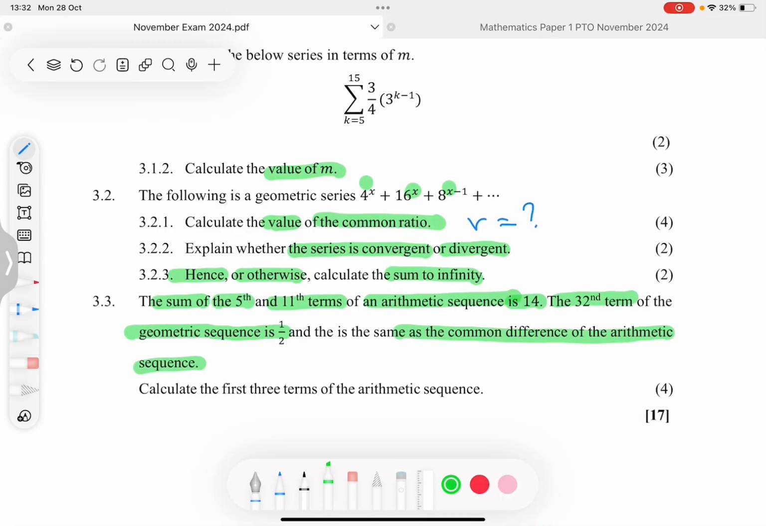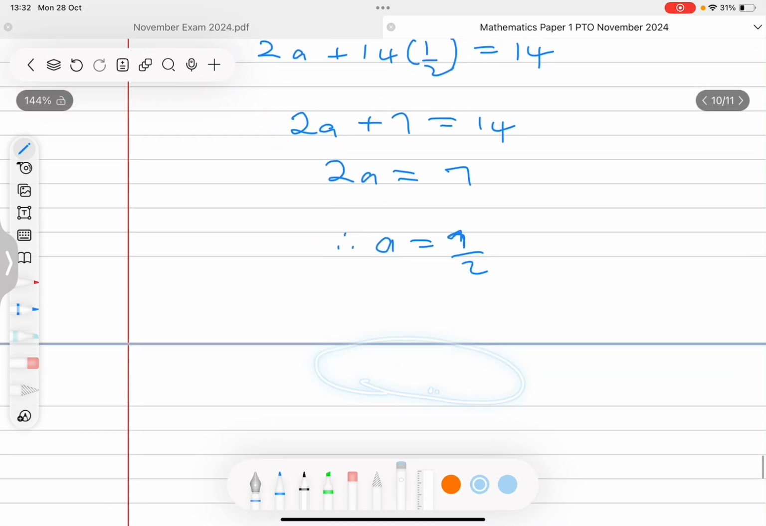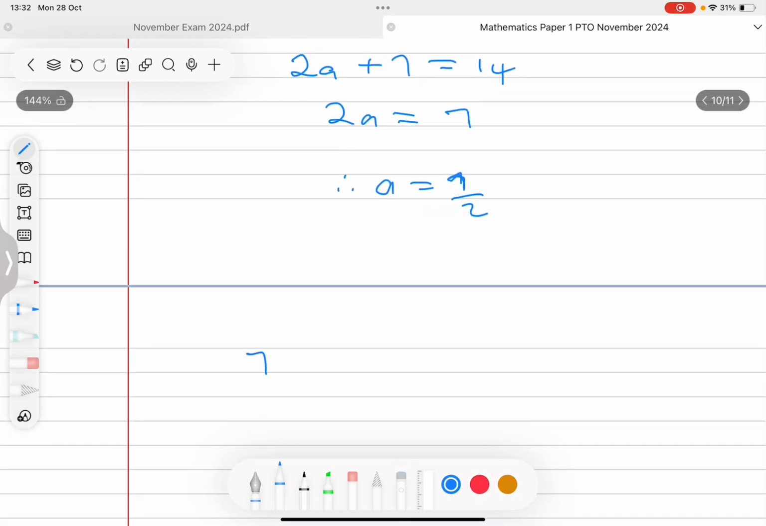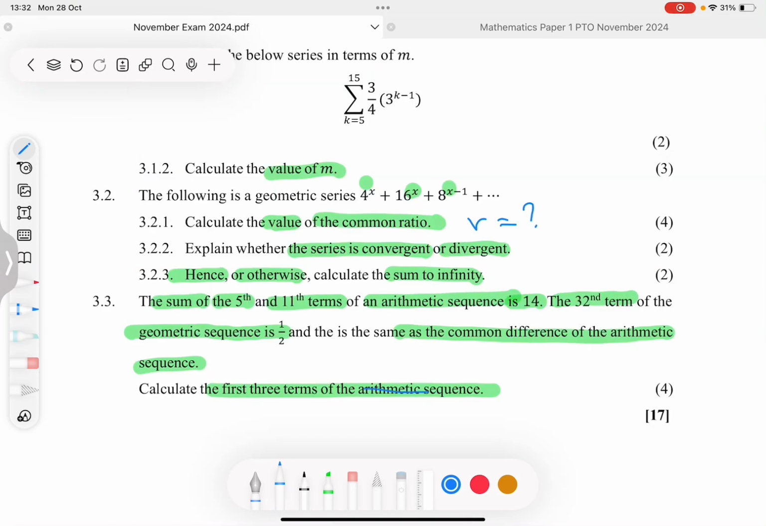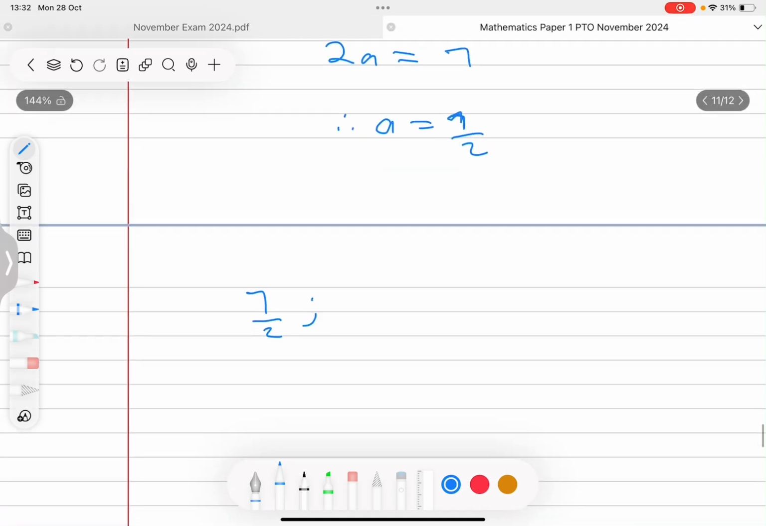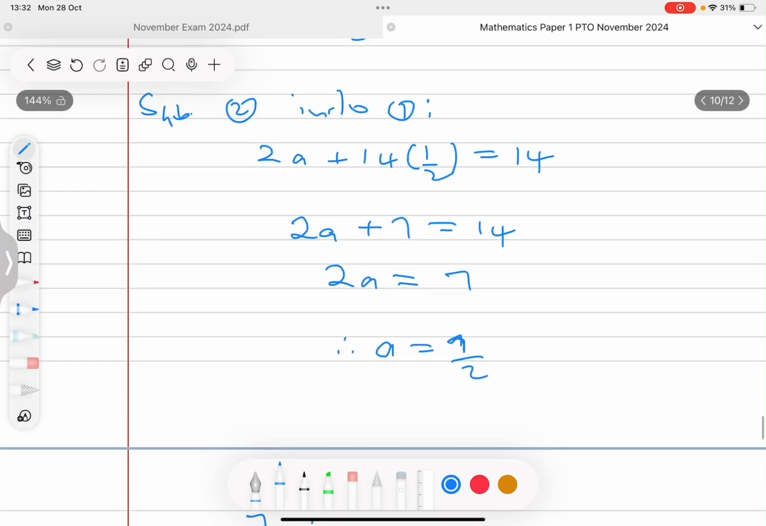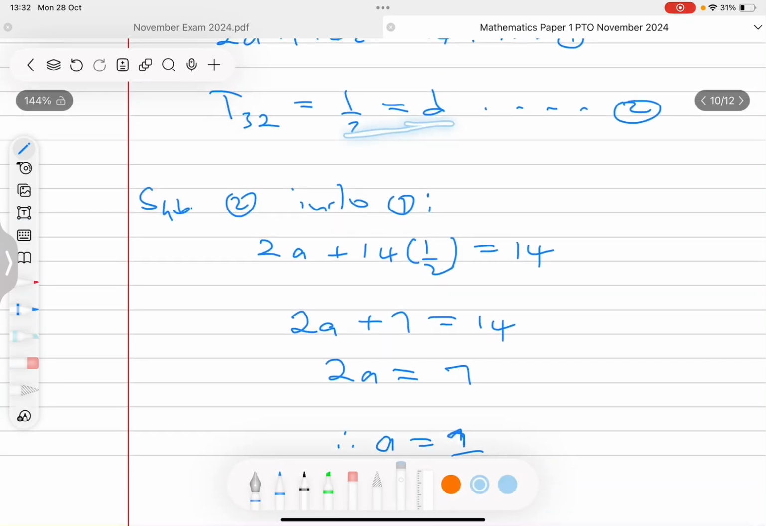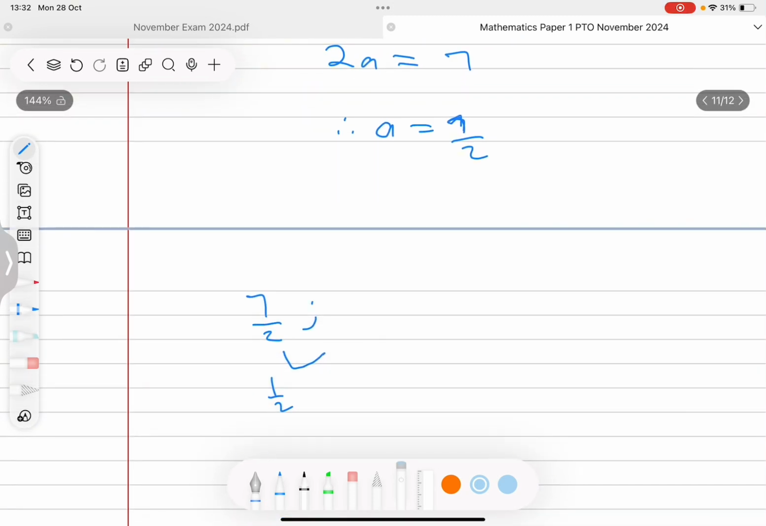Our question was saying calculate the first 3 terms of the arithmetic sequence. Remember that A is the first term. Now to get the first 3 terms, we already have the first term as 7 over 2. An arithmetic sequence is a type of sequence where we add the same common number to get the next term. So here we're adding 1 over 2, because we said the 32nd term of a geometric sequence is 1 over 2 and is the same as the common difference.